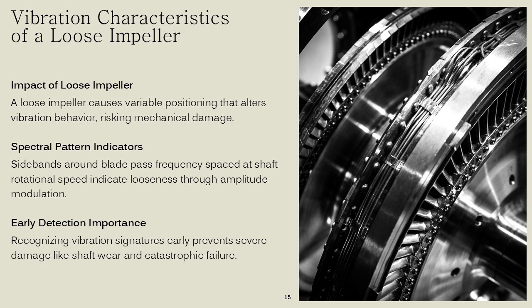In some cases, harmonics of blade pass frequency may also increase. In the time waveform, looseness may appear as periodic impacts or distortion. Early detection is critical because a loose impeller can lead to severe mechanical damage, including shaft wear, keyway damage, or catastrophic failure. Understanding this signature allows maintenance teams to intervene before secondary damage occurs. Illustration showing blade pass frequency with harmonics and sidebands indicative of impeller looseness.